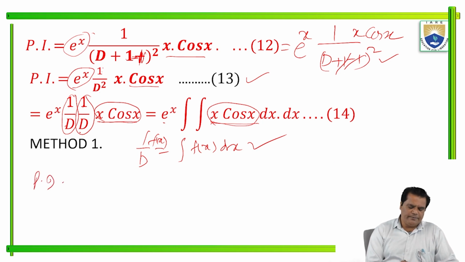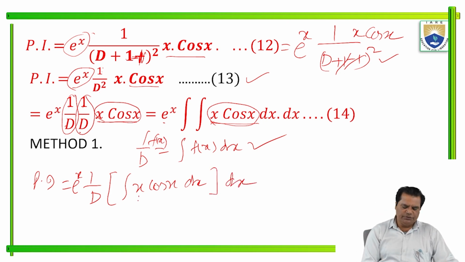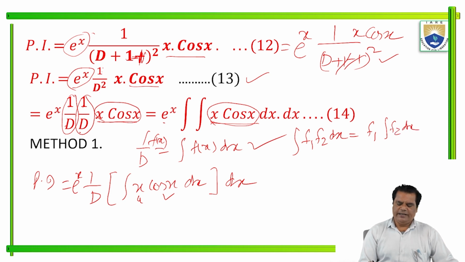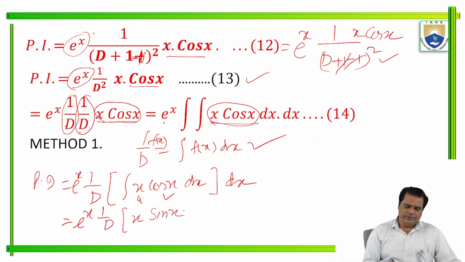So now the particular integral is equal to e to the power x, 1 upon D, 1 upon D, integrating this function x cos x dx. One time here we integrate. This is u, this is v. So the UV formula applies here: integration of f1 into f2 dx is f1 constant, integration of f2 dx, minus, the differential of f1 and integration of f2 dx, and whole dx. So we apply this formula here. Here u is x, so x is constant, integration of cos x is sin x, and minus, differential of x is 1, integration of cos x is sin x.